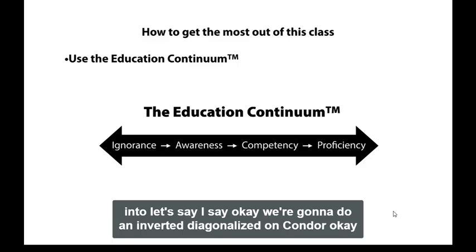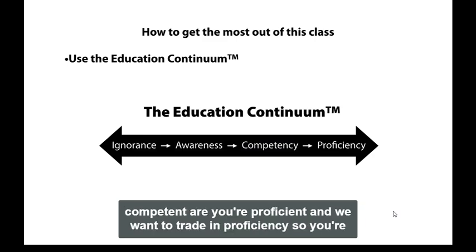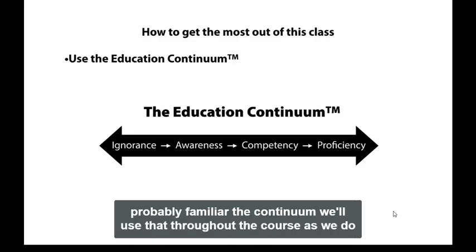So let's say I say, okay, we're going to do an inverted diagonalized iron condor. When I say that, are you ignorant to that? Are you aware of what that is? How competent, or are you proficient? And we want to trade in proficiency. So you're probably familiar with the continuum. We'll use that throughout the course as we do in all our courses.